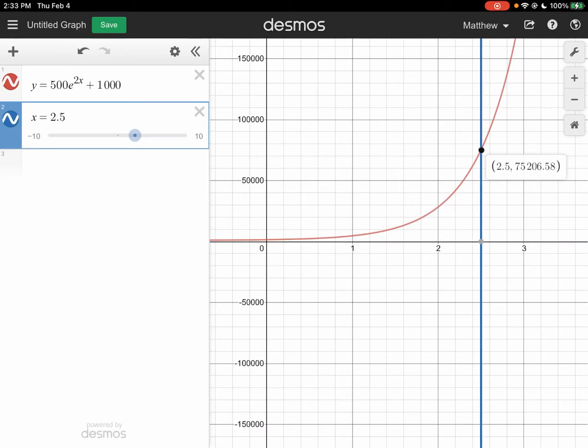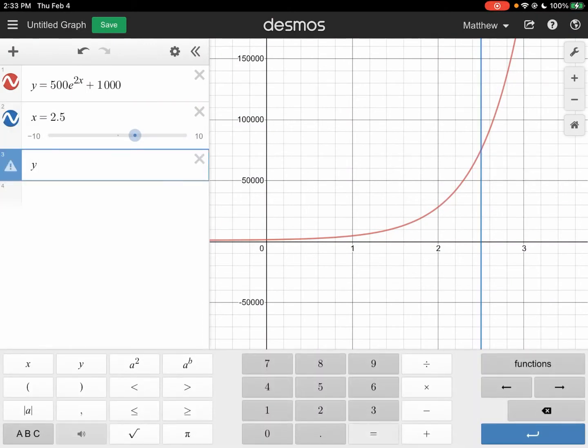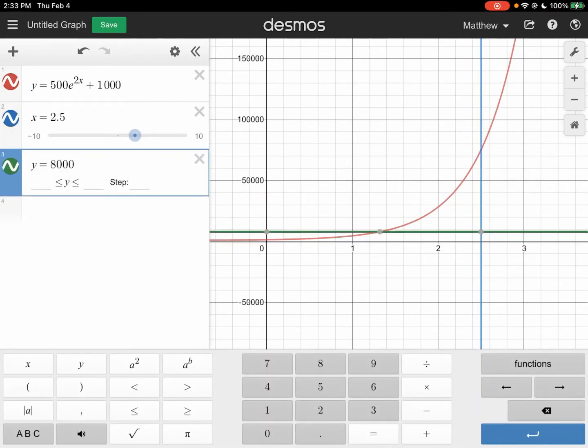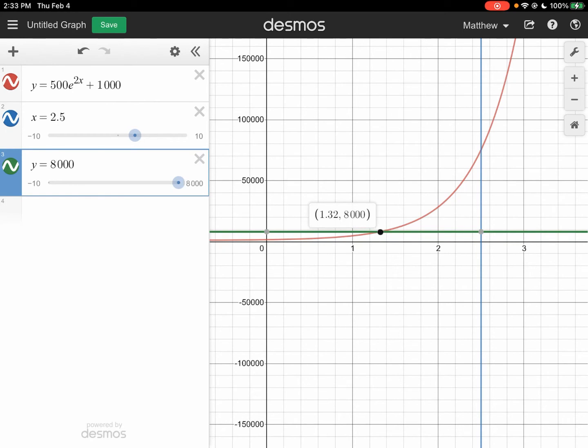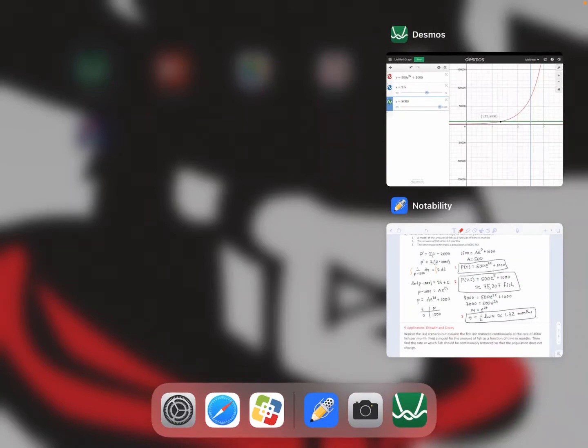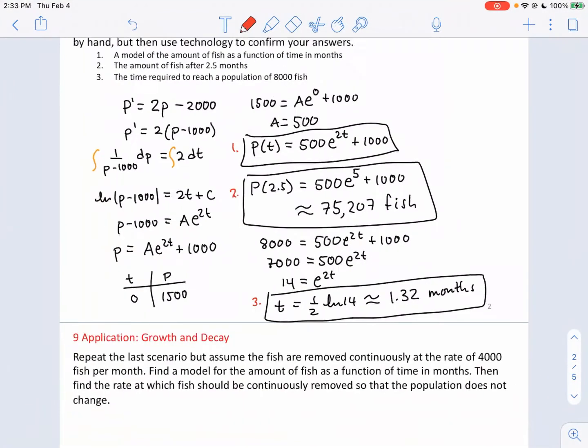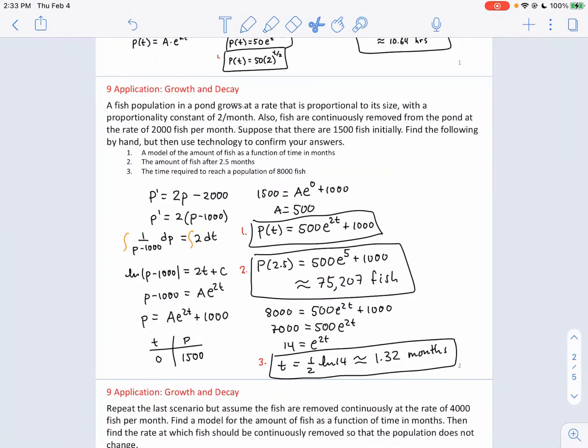Using the technology to confirm, do a horizontal line at y equals 8,000. Find out where it crosses, and you see about 1.32 is when we expect the population to be that. So even though these fish are growing rather rapidly, turns out this is a rather large coefficient in our differential equation, suggesting that we have rapid growth of the fish, even though we are harvesting fish.